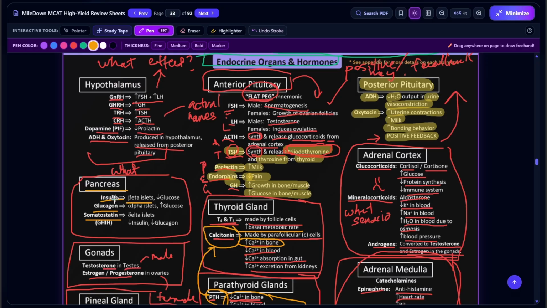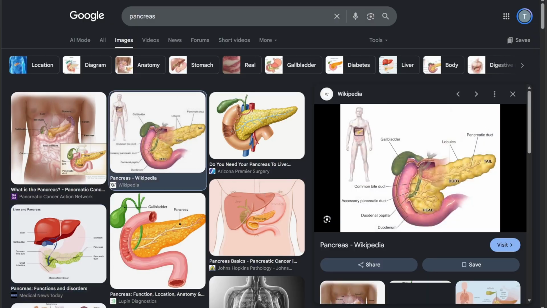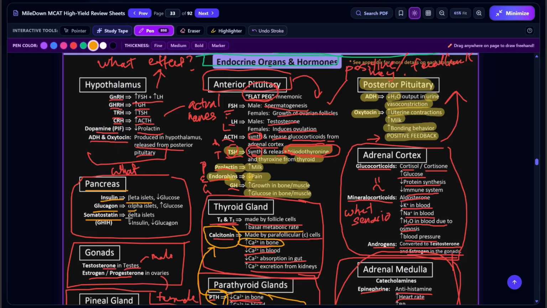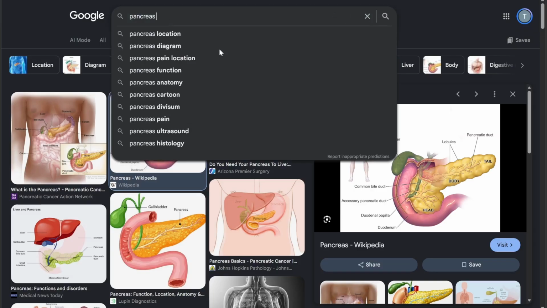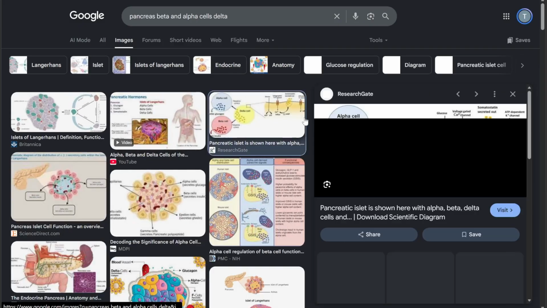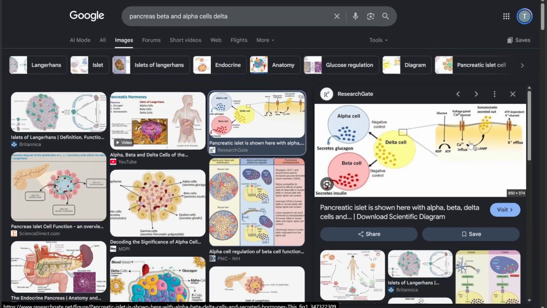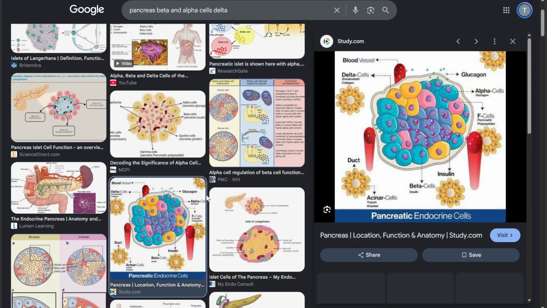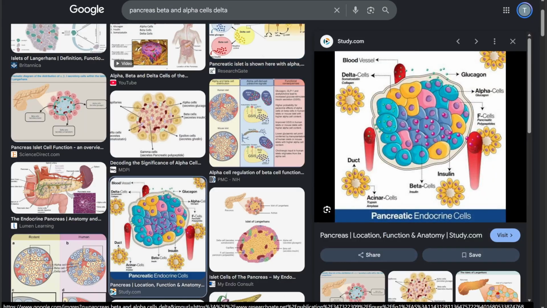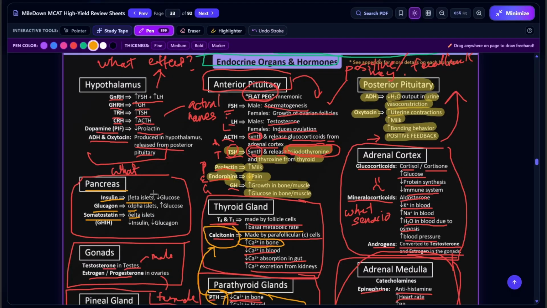So beta cells are going to be found in the pancreas. You also have alpha and delta islets. Your pancreas has a lot of different cells. Beta cells make insulin, which decreases glucose, and alpha cells will increase glucose. So the antagonist to insulin would be glucagon, right? They're opposites of each other. And then somatostatin decreases both insulin and glucagon.